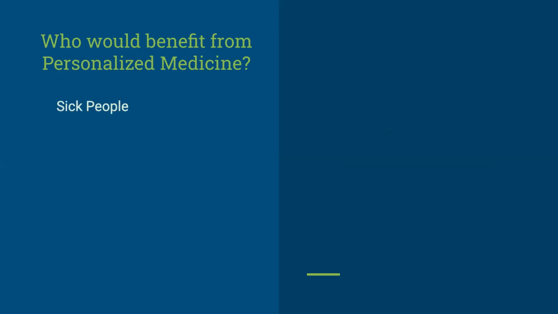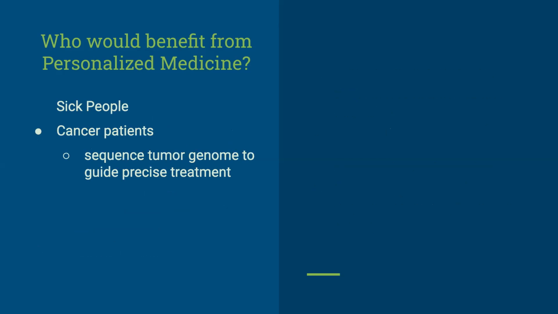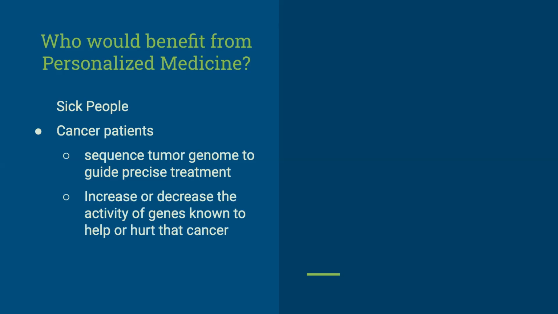And of course, sick people would most certainly benefit, right? Cancer patients can benefit by sequencing the tumor genome to guide precise treatment. So this is when they take a biopsy and send it for genetics, and then they pick which chemotherapy or which treatment based on the tumor markers or the tumor genes that are present. But then you can also test the patient and increase or decrease the activity of genes that are known to help or hurt that cancer.